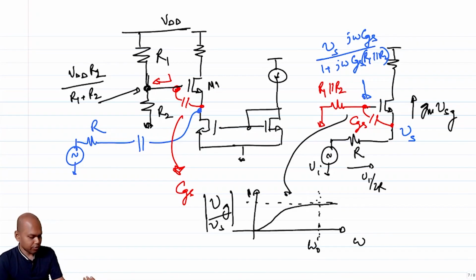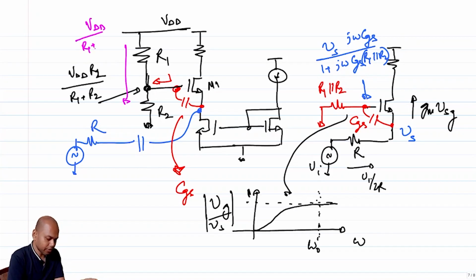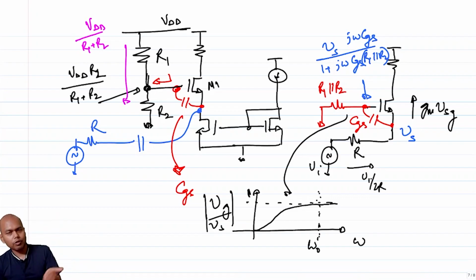To understand the solution, we have to find out the root cause of the problem, and the root cause is the fact that the gate is not incrementally grounded. I want the gate to be incrementally grounded, but it is not because I have R1 parallel R2 to ground. It's not fully shorted. One way to ensure that the gate is a better short is to reduce the value of R1 parallel R2. But then the biasing current that you are going to draw, that is VDD by R1 plus R2, is going to increase. So you will be unnecessarily burning a lot of power just to bias, right?